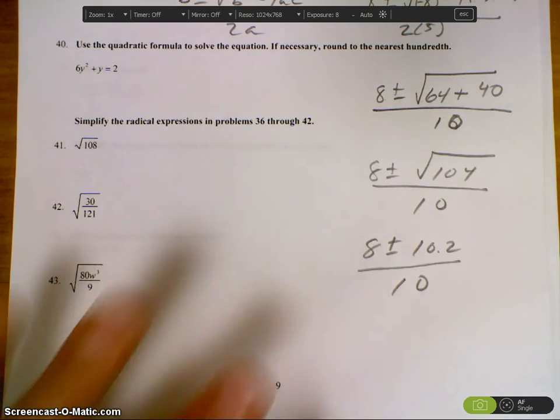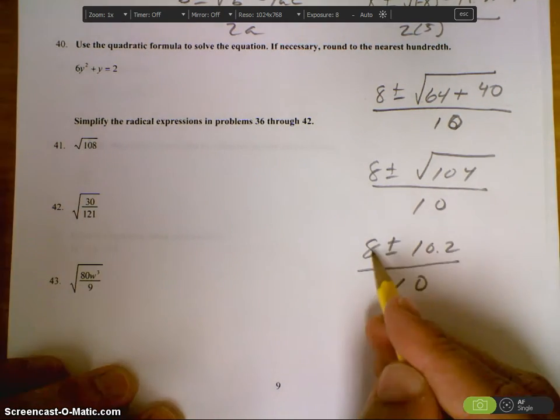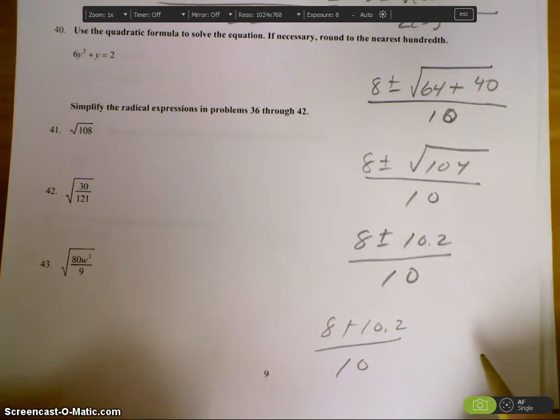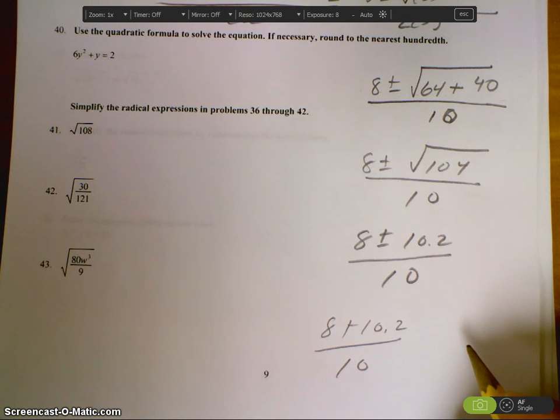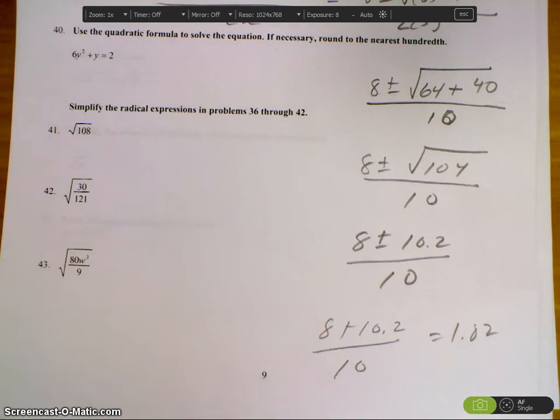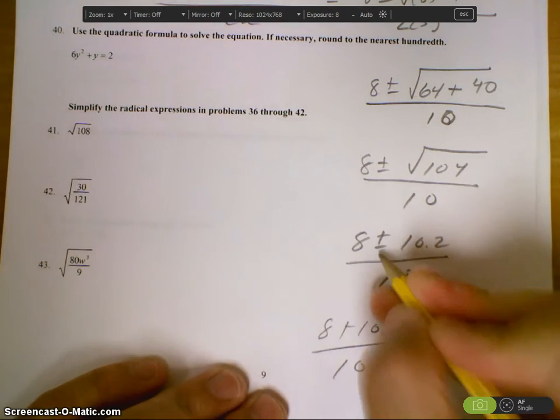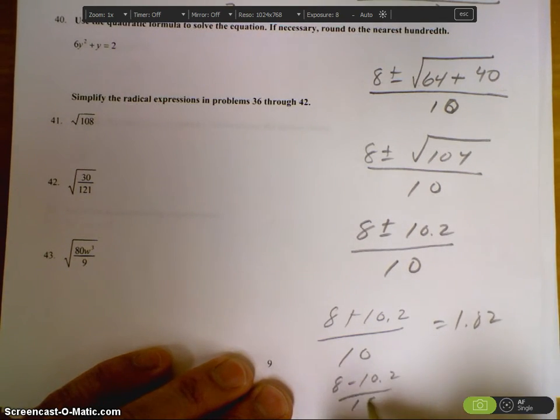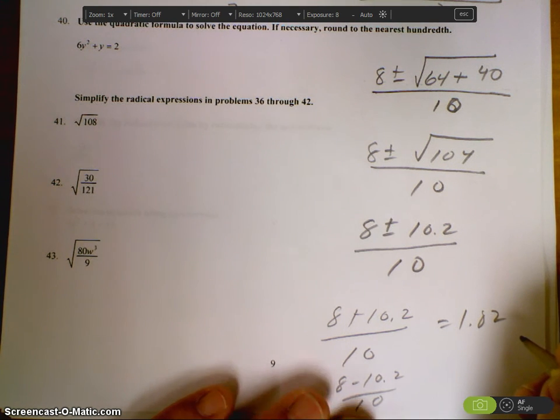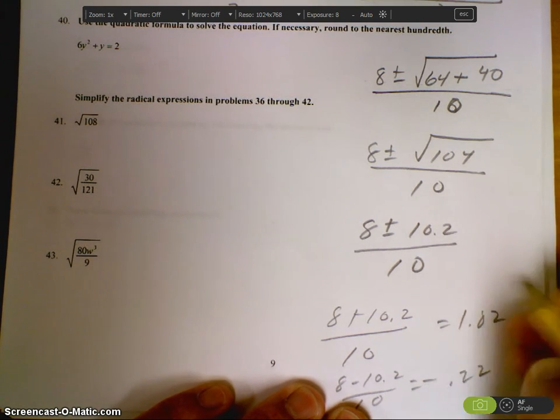All right, and now I'm going to take two equations, because this is two equations, or two expressions. I'm going to go high road divided by 10 and low road divided by 10. So 8 plus 10.2 divided by 10, and that's going to be 18.2 divided by 10 is 1.82. Okay. And then the next one, the low road, 8 minus 10.2 divided by 10 gives me negative 0.22. So those are my answers.